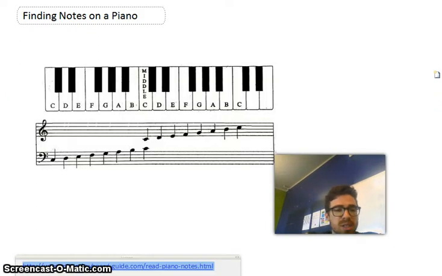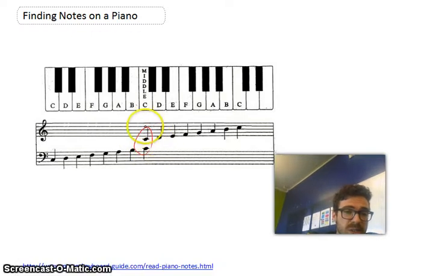Now if we're going to find these notes on a piano, that note that connects our two staves, the first ledger line below the treble clef and the first ledger line above the bass clef, are the same note, and they refer to this note on the piano, which is called middle C. Where do you find middle C? Well, it's in the middle of the piano pretty much.